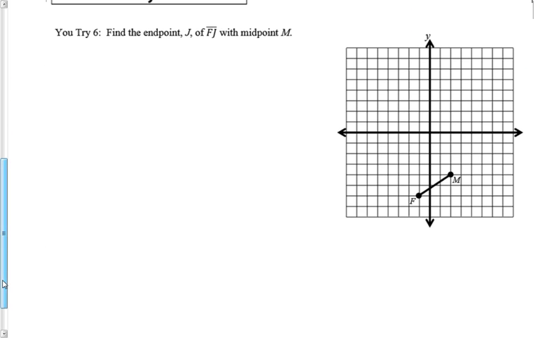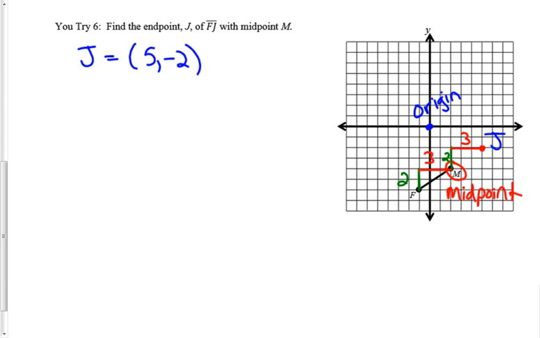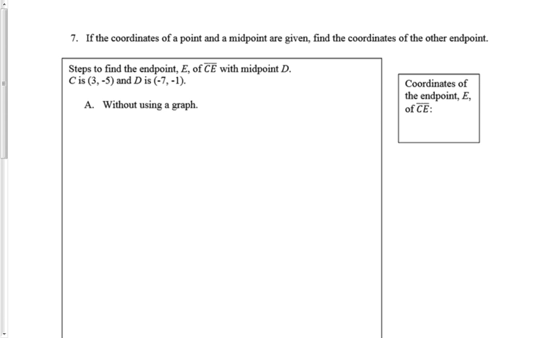At this point, you have a problem based on that. So again, what I'd like you to do is pause the video, actually work out this problem, and when you're finished, start the video again and see if your answer is correct. So the endpoint J is at 5, comma, -2. Again, if you got that correct, continue with the video. If that was not correct, please pause and take a look at the graph to determine what you did and what you need to do in the future.